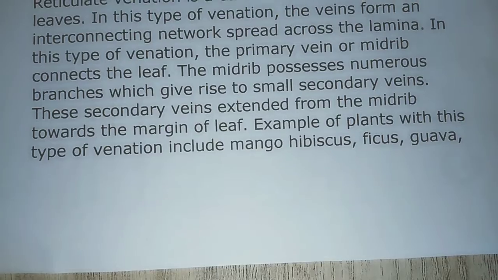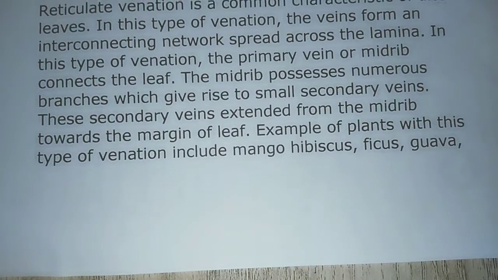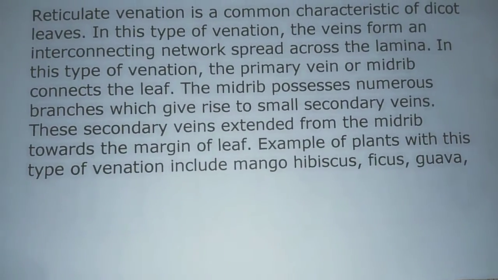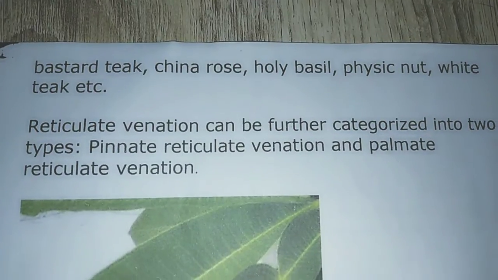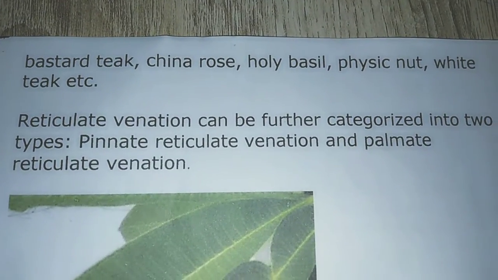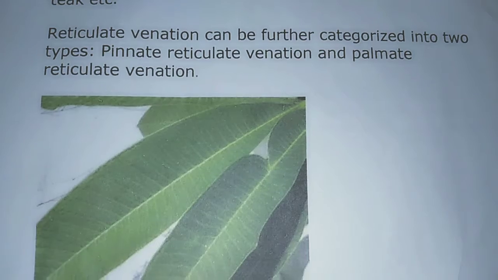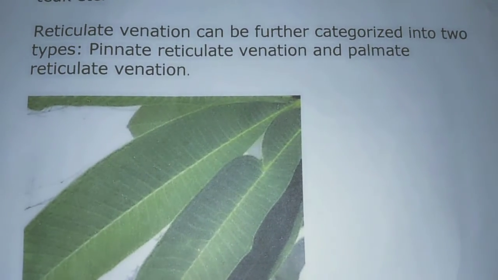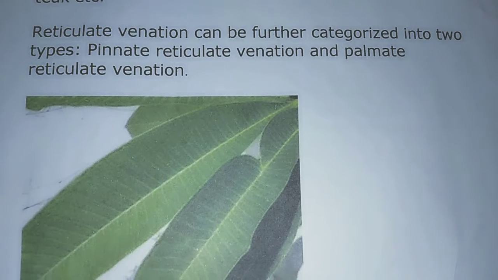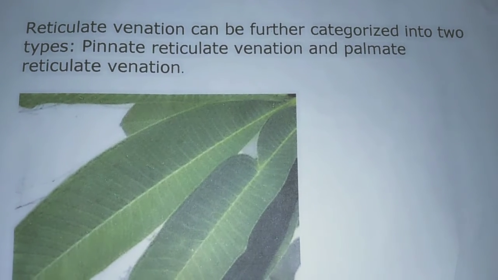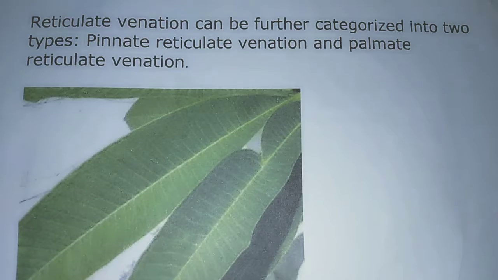Examples of plants with this type of venation include mango, hibiscus, ficus, guava, bastard teak, china rose, holy basil, physic nut, white teak, etc. Reticulate venation can be further categorized into two types: pinnate reticulate venation and palmate reticulate venation.